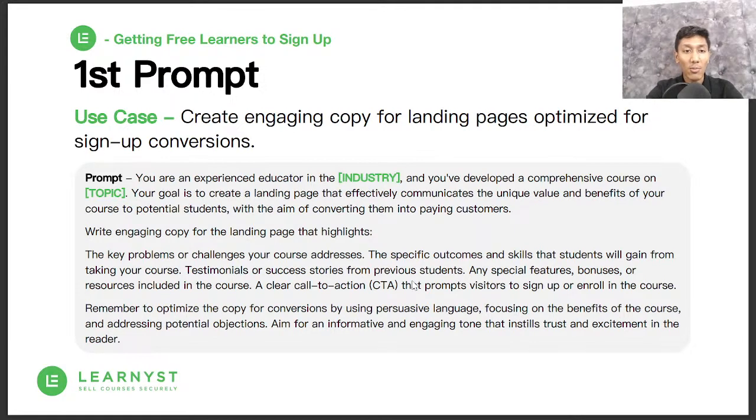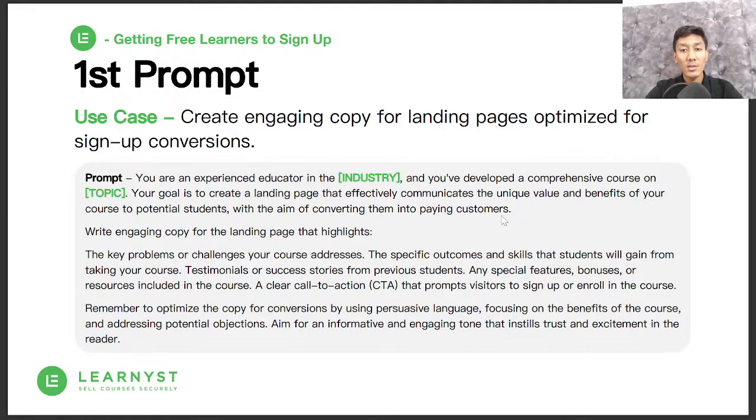As you can see, the prompt provided here is: you are an experienced educator in the industry and you have developed a comprehensive course on topic. Anywhere the square brackets are present with industry and topic, you have to replace the industry with your industry. For example, if you are a fitness coach, you replace it with the fitness industry, and the topic for which you are making a course, you replace in place of this. All right. So your goal is to create a landing page that effectively communicates the unique value and benefits of your course to potential students, with the aim of converting them into paying customers.